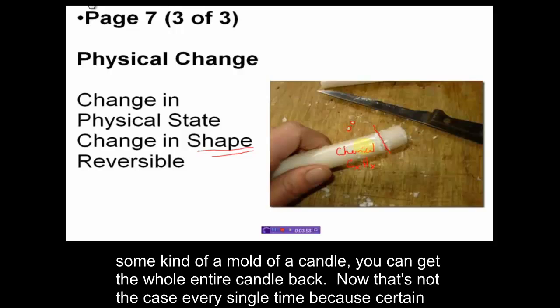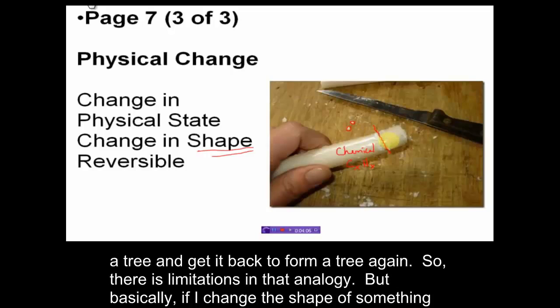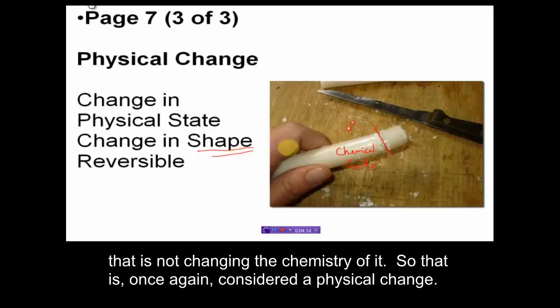Now, that's not the case every single time, because certain things like trees and branches that break, those are changes in your physical state, but you cannot get them back. You're not going to melt a tree and get it back to form a tree again. So there are limitations in that analogy, but basically if I change the shape of something, that is not changing the chemistry of it. So that is once again considered a physical change.